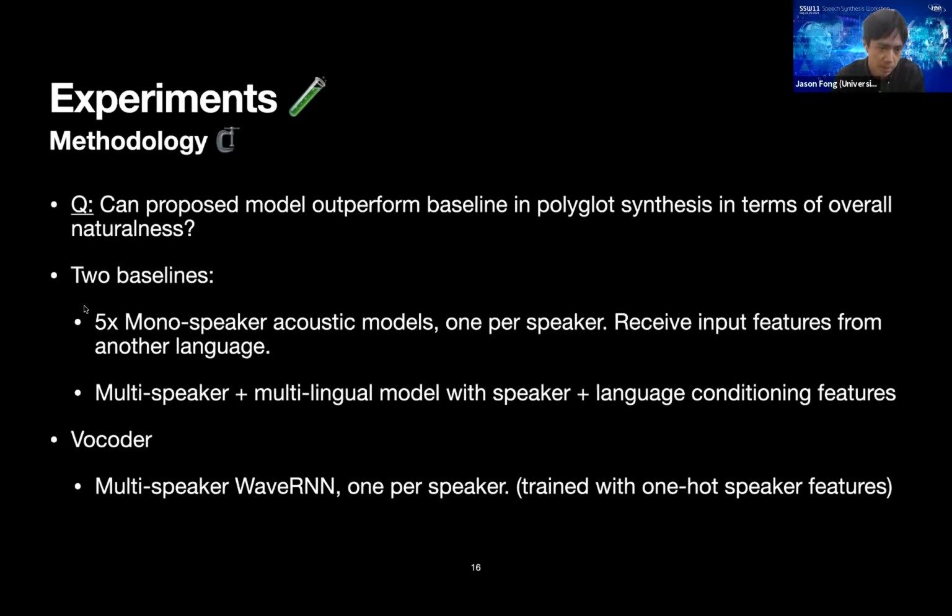And so we had two main types of baselines. One type of baseline are the mono-speaker acoustic models. They train using only data from one speaker and one language, and then at test time, they receive input features from another language. And it can do this because they use phonological features. Another baseline is basically the core multilingual model with multiple speakers, but just without the multitask or the adversarial augmentations. And then the vocoder, which is shared across all models, is a multi-speaker WaveRNN.